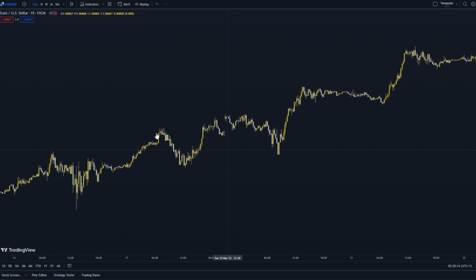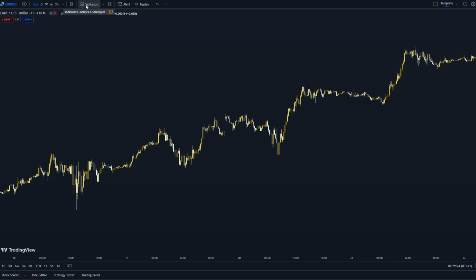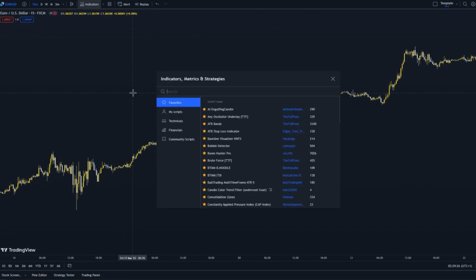So we're on tradingview.com. I've picked Euro USD on the 15-minute chart. You can pick whichever pair and whichever time frame you like. We're going to go up to the top here and click indicators. And we're going to add two indicators to our chart.